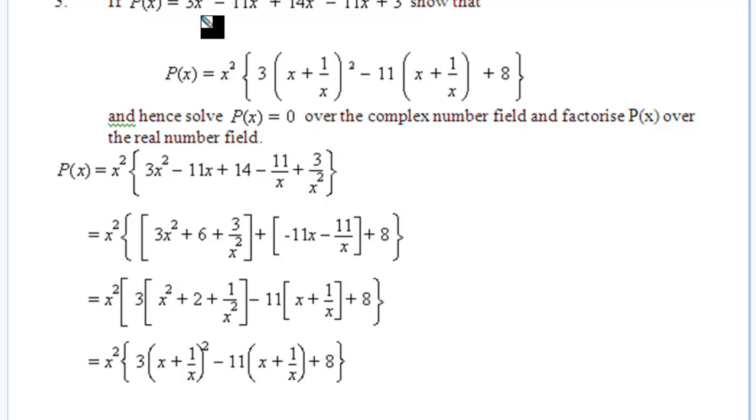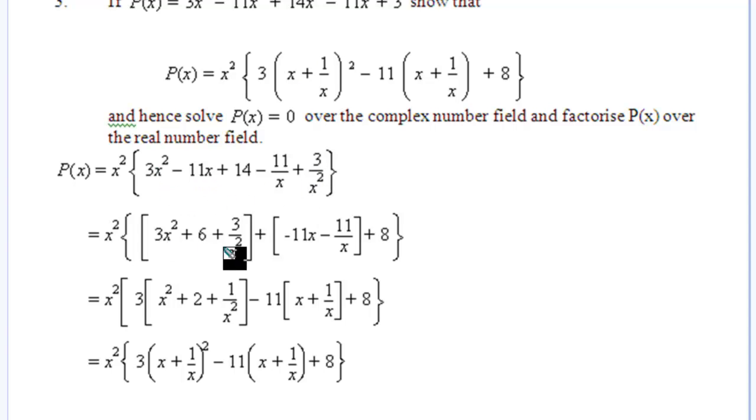This time we have a polynomial given by that one and we want to show that we can manipulate it into this form. So you can see a lot of the time it's just being able to manipulate algebra to what we want. If we look at x squared there, well, we need that out of that expression. So the first step is to take x squared out. So that leaves us with 3x squared minus 11x plus 14, and then we've got 11 on x and 3 on x squared. So because we're seeing 3x plus 1 on x all squared, obviously we're going to have to get our x squareds together.